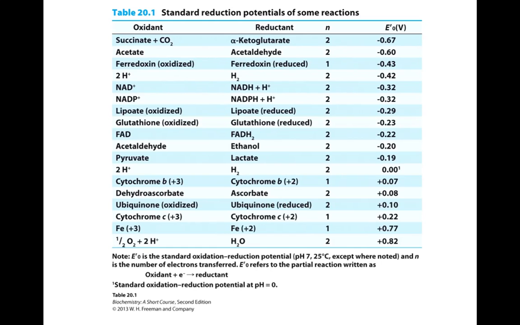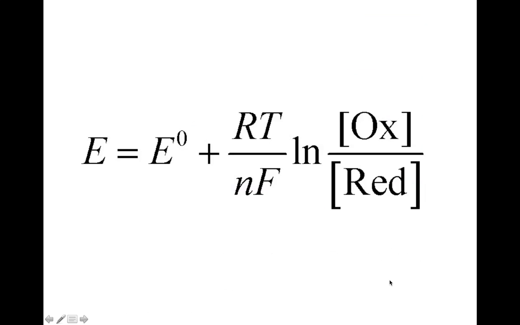So how are we going to correlate the two of them? Well, we use something called the Nernst equation. I've written it out here. This is the actual reduction potential, and we're going to be able to calculate the actual reduction potential based on the standard reduction potential. So E equals E naught prime plus RT divided by NF.